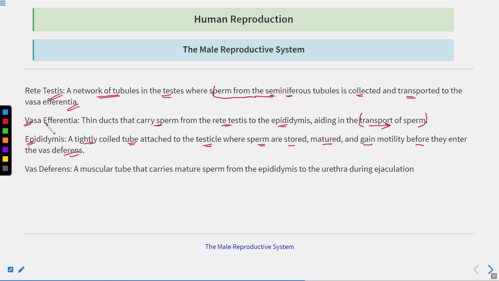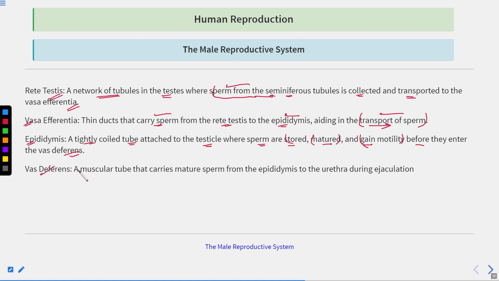Rete testis, what is the role? Collection of the sperm from the seminiferous tubule. Then vasa efferentia helps in the transport of the sperms. Okay, it carries the sperm from the rete testis to epididymis. Then epididymis, what is happening within the epididymis? Sperms are stored, they are matured, okay, and they also gain motility before they enter into the vas deferens.